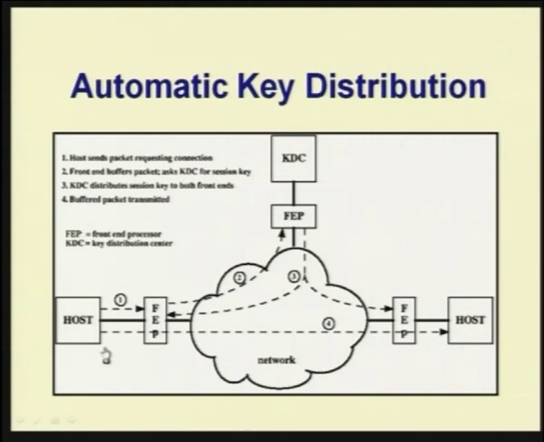So, we can now understand the various steps that are involved in this. Typically, the host sends a packet requesting a connection, and that goes to the front end processor. The front end processor may buffer that packet and will ask the KDC for a session key. That is step 2. Then the KDC responds by giving a session key to both ends that are participating in the communication. Once that happens, the front end processor can transmit the buffered packet after encrypting it using the session key that it has obtained from the KDC. Then the communication takes place. At the end of this communication, the session key is destroyed. So, this is what happens in the automatic key distribution mechanism.